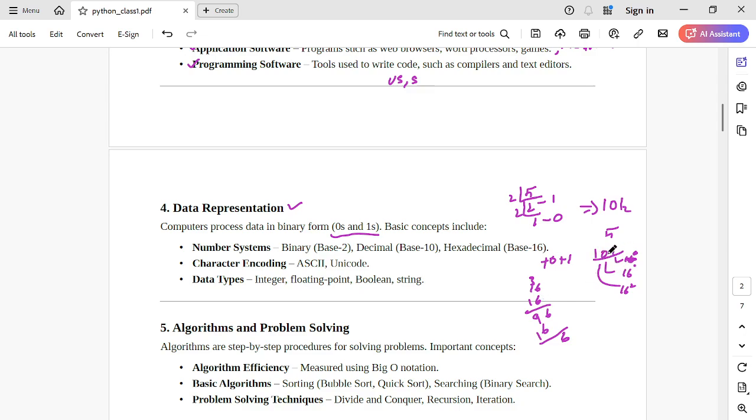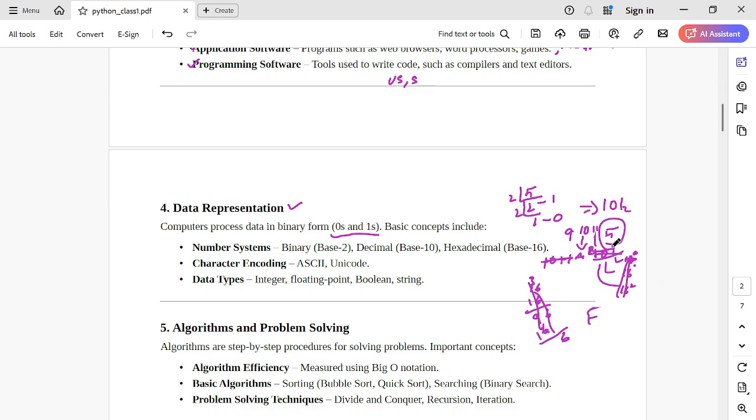Actually, this is wrong. So how we are representing the values of decimal to hexadecimal is base 16. So after 9, 10 will be represented as A, and 11 will be represented as B. Like that it goes on, right? Up to F we can represent the values.